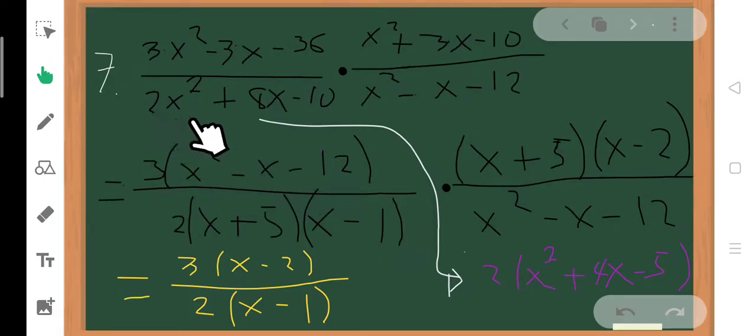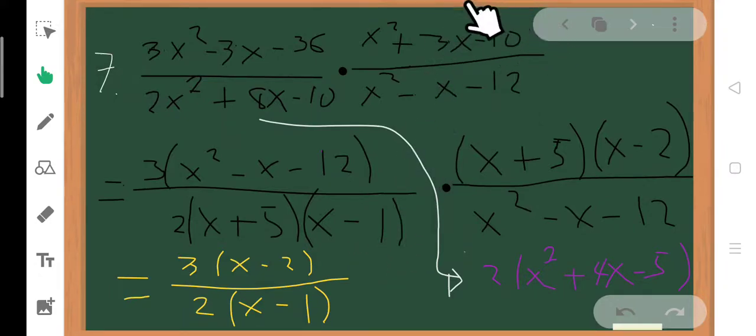Now for the denominator, we have the common monomial factor, which is 2. So for 2x squared, the common monomial factor is 2. And 2x squared divided by 2 is x squared, plus 8x divided by 2 is 4x, and negative 10 divided by 2 is negative 5. But this one is still factorable, and the factors are x plus 5 and x minus 1. So the factors of this denominator are 2 times the quantity of x plus 5 times the quantity of x minus 1.